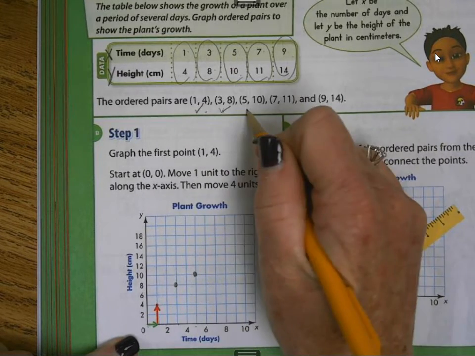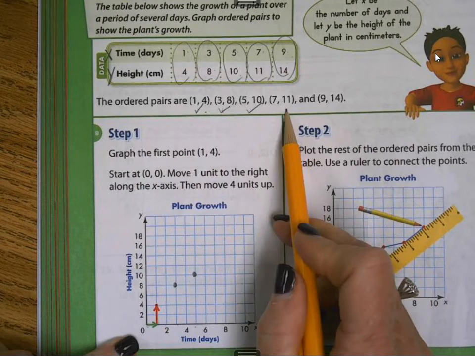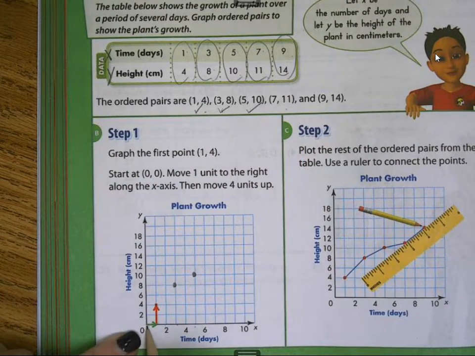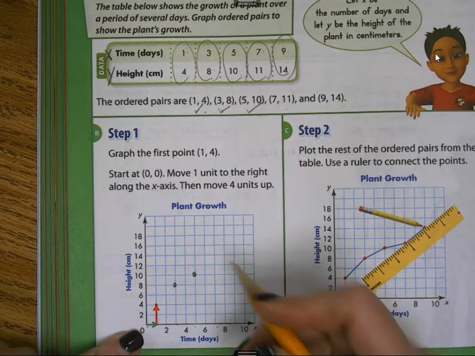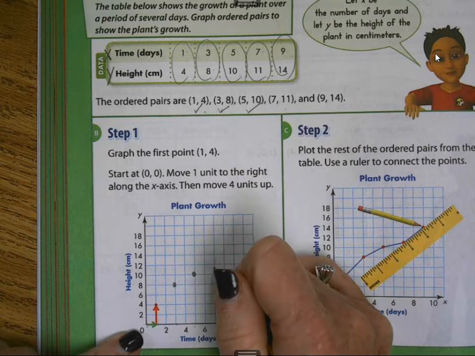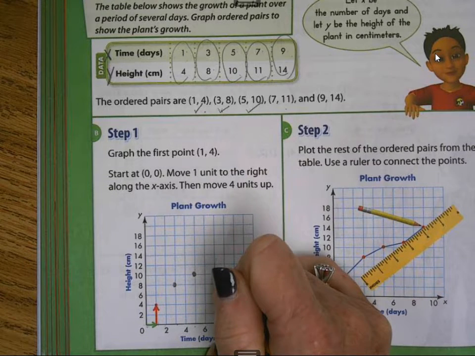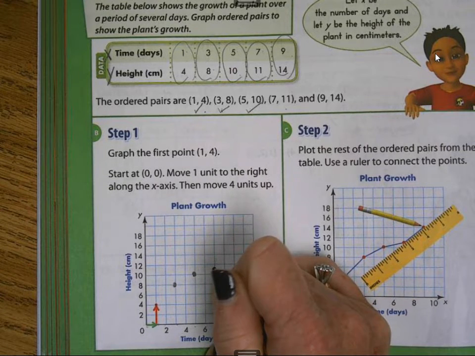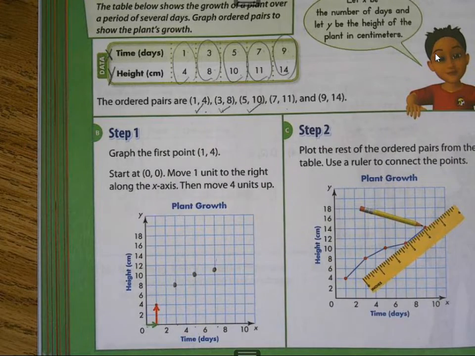All right. The next ordered pair, 7, 11. We start at the 0. We go over 7. We go up 11. Now 11 is going to be in the middle of 10 and 12. So just like 7's between 6 and 8, but it's kind of on its own vertical line. We've got to do that.